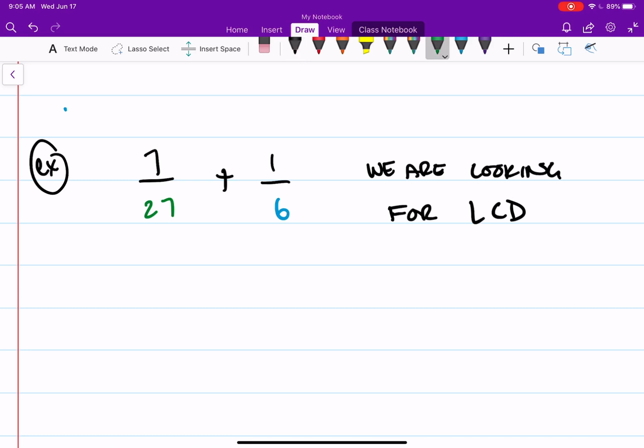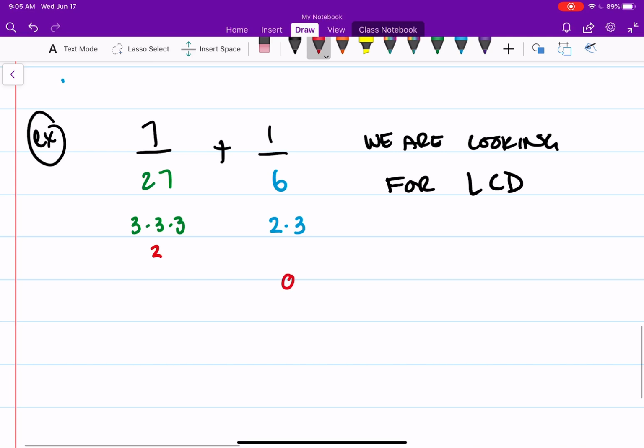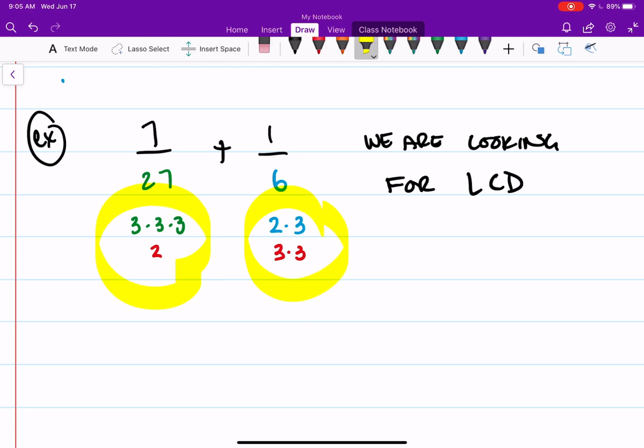So if you look at 27, 27 breaks down to 3 times 3 times 3. And the 6 breaks down to 2 times 3. So I'm going to be here saying, what do they have that I don't have? Well, I don't have a 2. Okay? Then I'm going to come over here and ask myself the question, what do they have that I don't have? I only have one 3. I need 2 more 3s. Okay? So now if you look at these two bags, do they have the same thing? One 2 and three 3s.